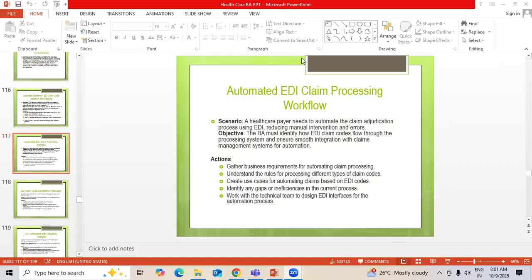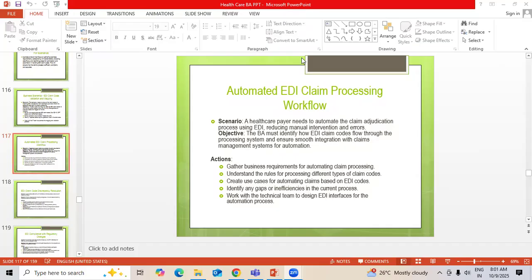So it's one of the business scenarios we are discussing today, especially for the role of a business analyst in the field of healthcare domain. The business scenario I have taken is about automating EDI claim processing workflow.